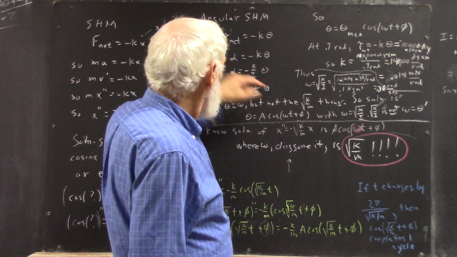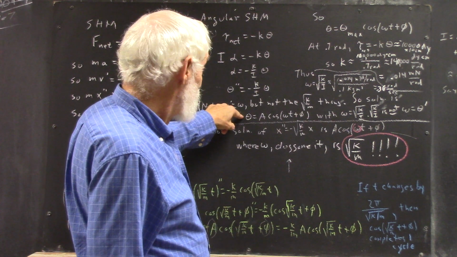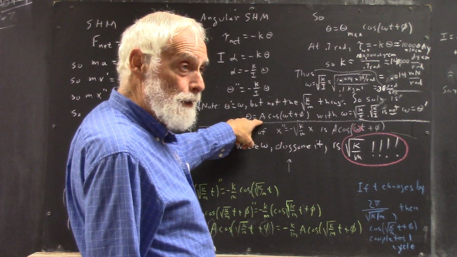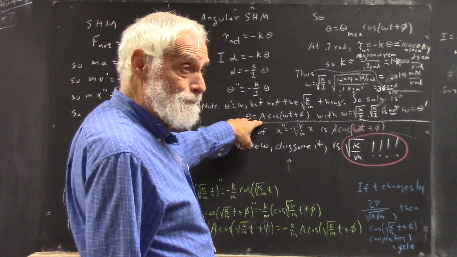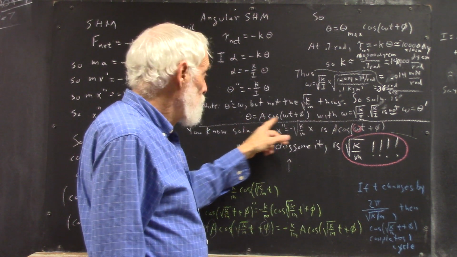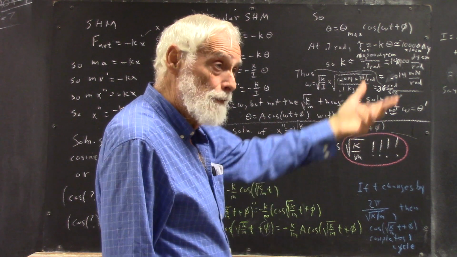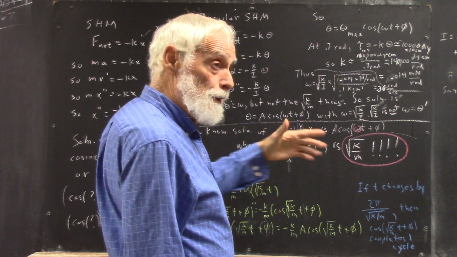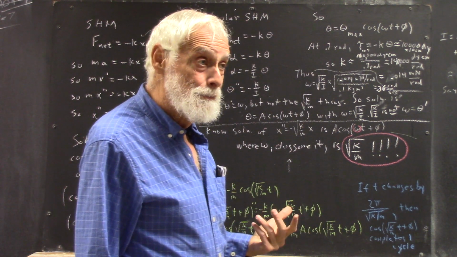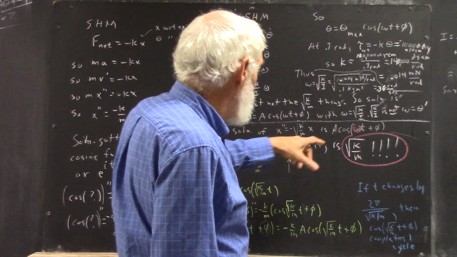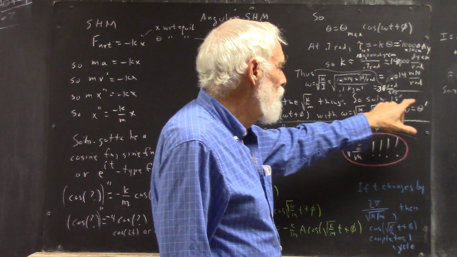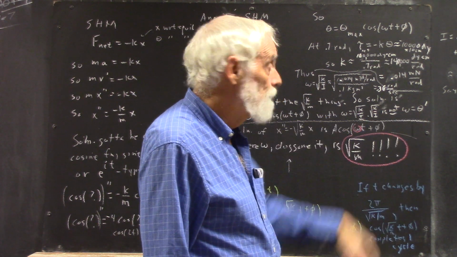The solution to this equation is this. Identical in form to the solution to the linear equation, just that A is now not in meters, it's in radians, because position is in radians. Theta is position. Cosine of omega t plus phi is just a number. It doesn't have units. So theta has to have the same units your amplitude does. Your amplitude is in radians. But omega is the square root of k over I, and the square root of k over I is not your omega equals theta prime. You've got to keep them separate.